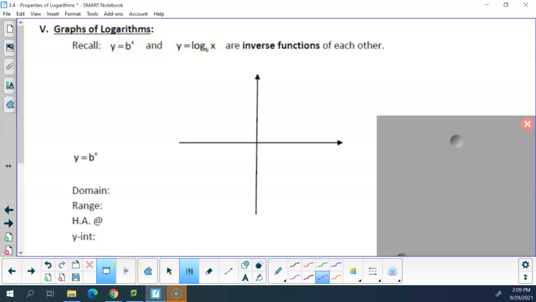Okay. So graphs of logarithms. Okay? Remember that an exponential and a logarithmic are inverse functions. So when we were graphing exponentials, we had horizontal asymptotes. So if we're an inverse function, our domain becomes our range and our range becomes our domain, we flip-flop them. So a logarithmic function is going to have a vertical asymptote.